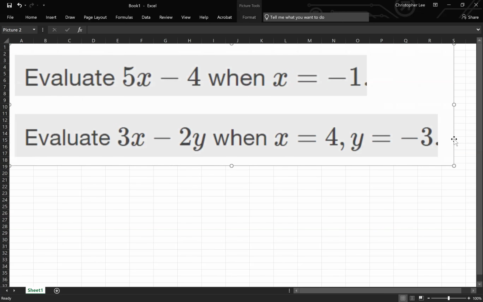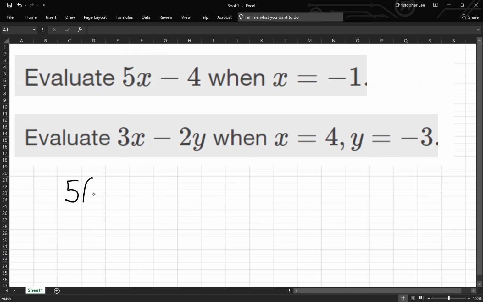It says evaluate 5x minus 4 when x is equal to -1. Tell me how to do that. You can solve it, or tell me how to do it. Either one. Very good. Now, what do you do after that? Good. And what do you get?